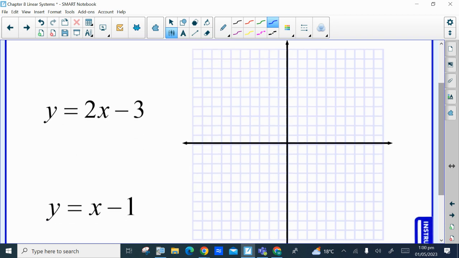So try this one on your own. The grid is there for you, so you can do it. If you have a graphing calculator, once you find your answer, use your graphing calculator to check.